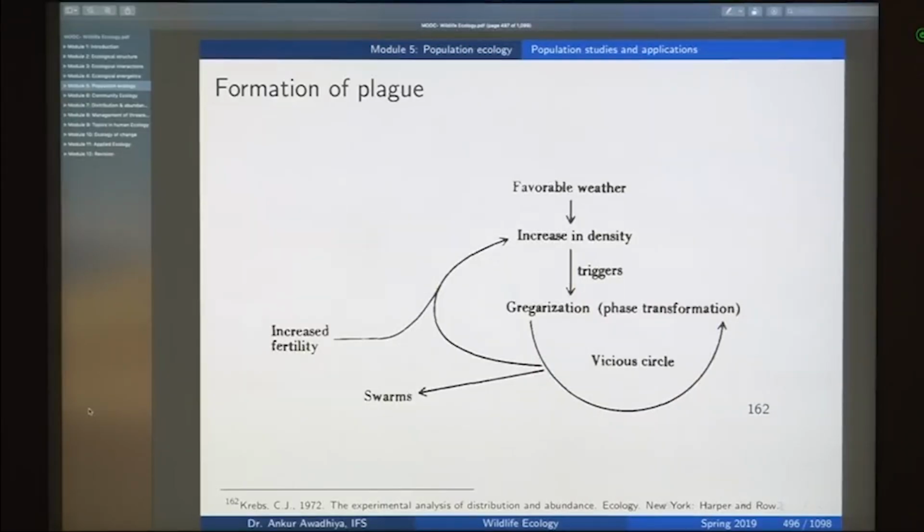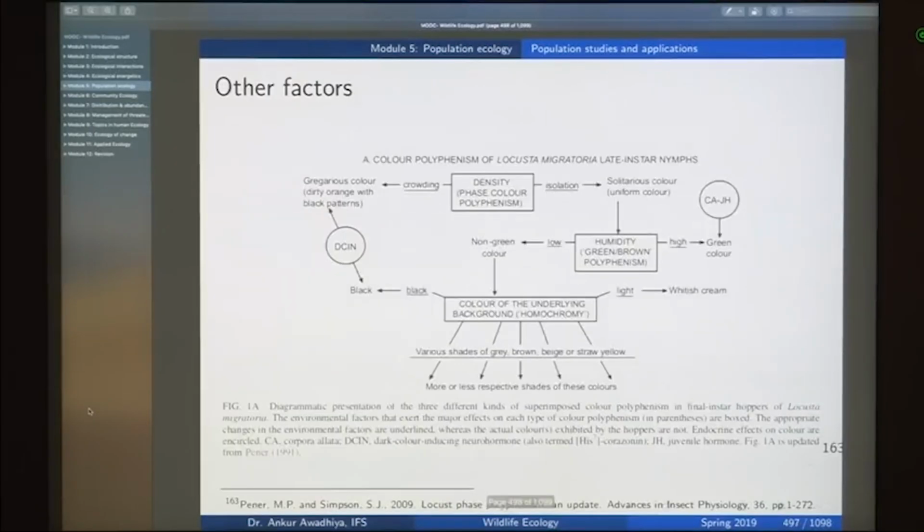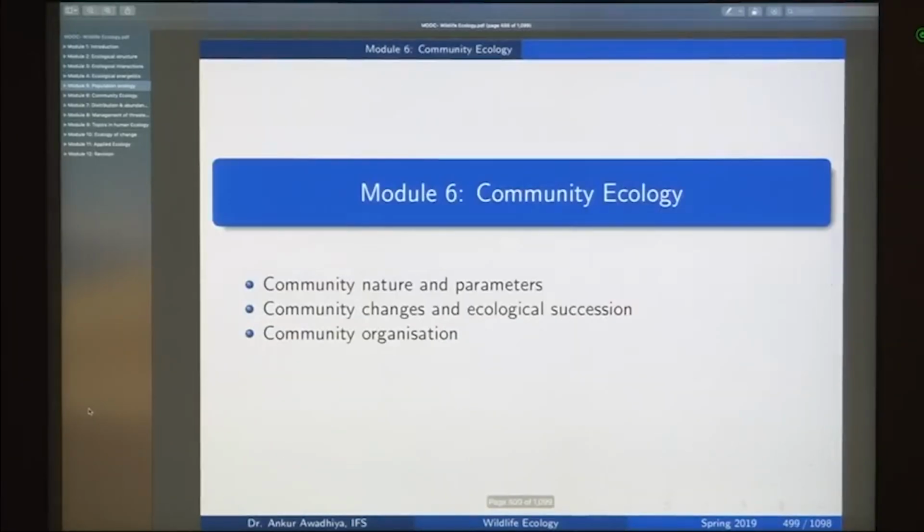Now, this would continue for eternity were it not for the predators, were it not for the extrinsic factors that are also operating here. So, if the weather becomes bad, or if there is a large amount of predatory pressure, or if there are certain diseases that affect this particular insect, in that case the population density will go down, which will trigger a reverse phase transformation, in which the gregarious phase will convert into a solitary phase. And then these days we are also looking into the biochemical factors that are responsible for it.